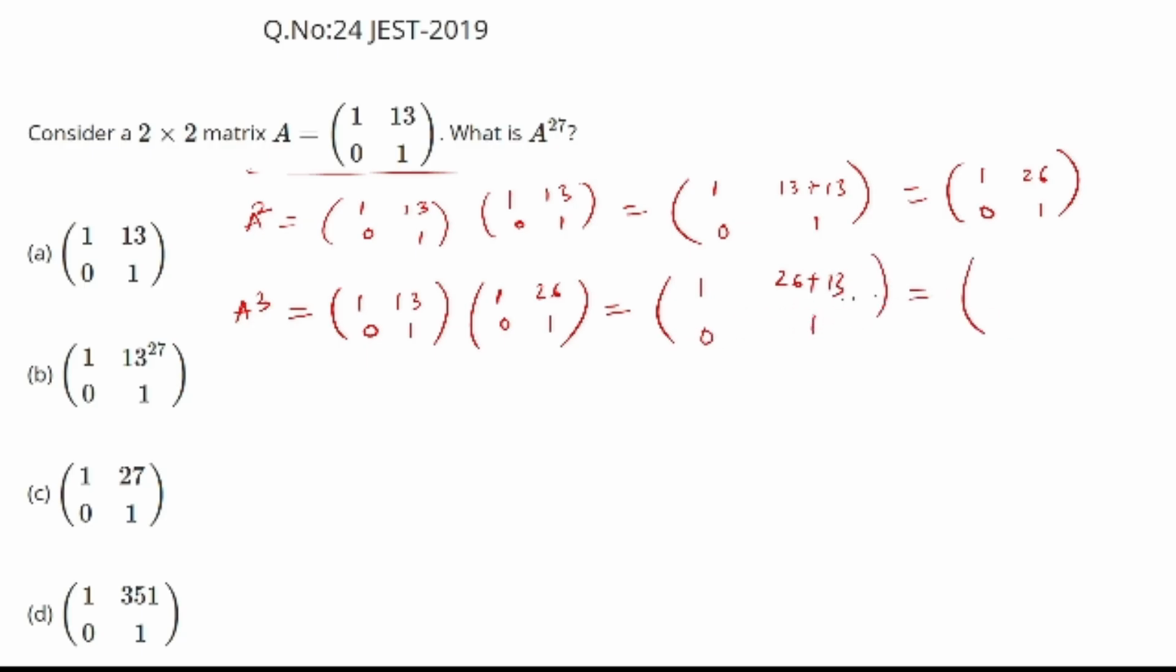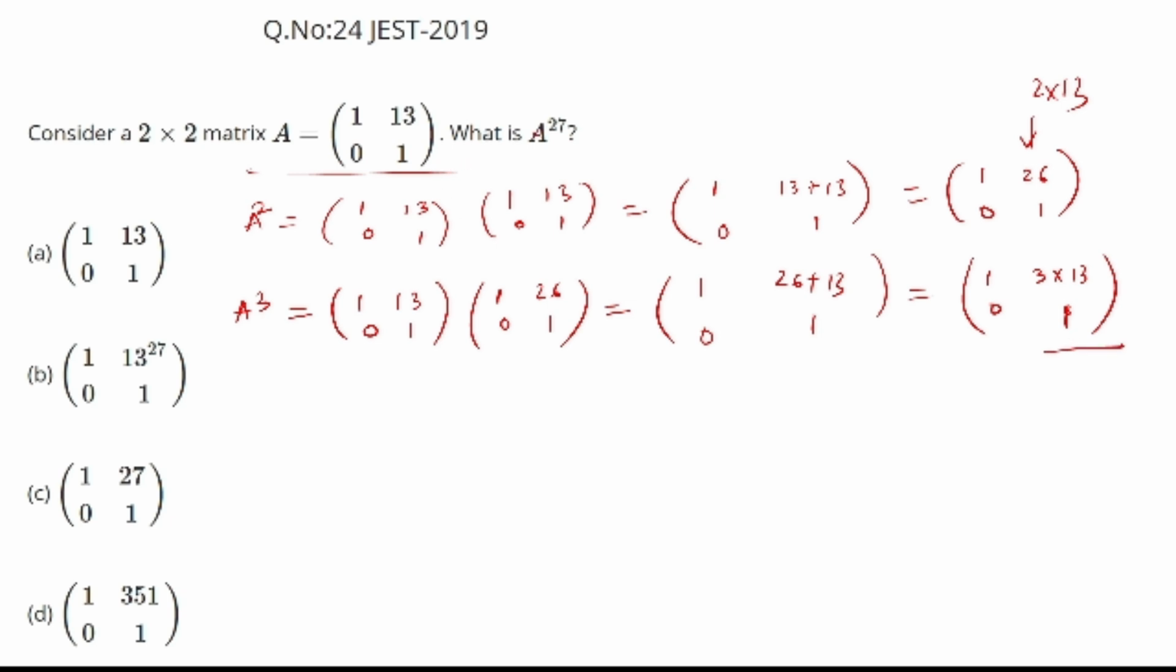So can you see the pattern? So here for squared, this is the addition of 2 times 13. For cube, this is the addition of what? 13, 26 is 13 plus 13, addition of 3 times 13 for A cube. So we can crack the pattern easily here. This is 2 times 13, that is 26. Here we get 39. So 39 is what? 3 times 13.